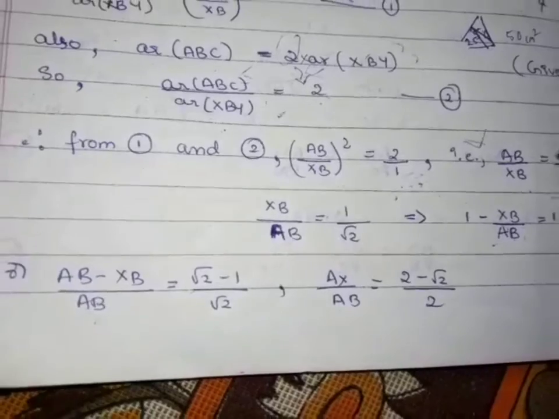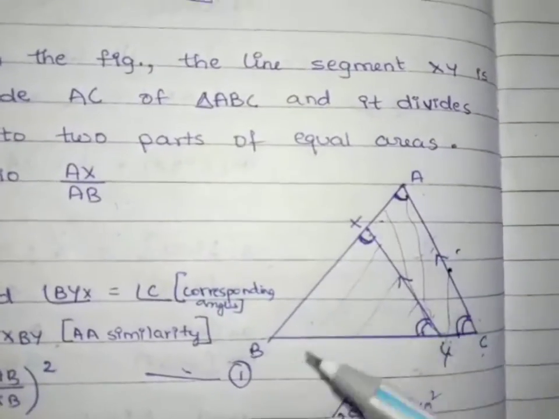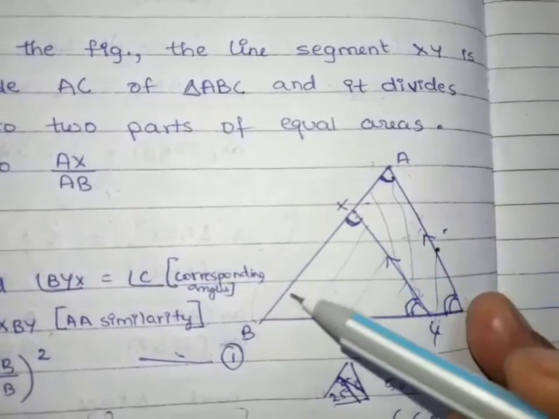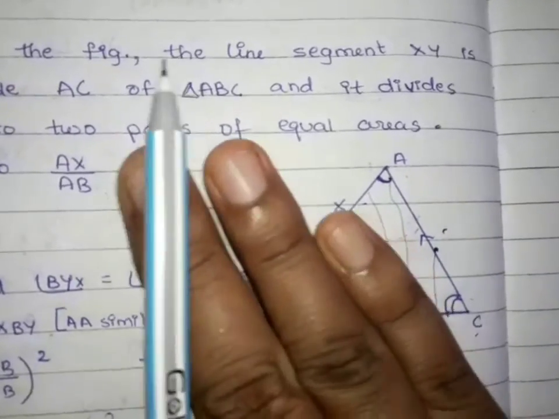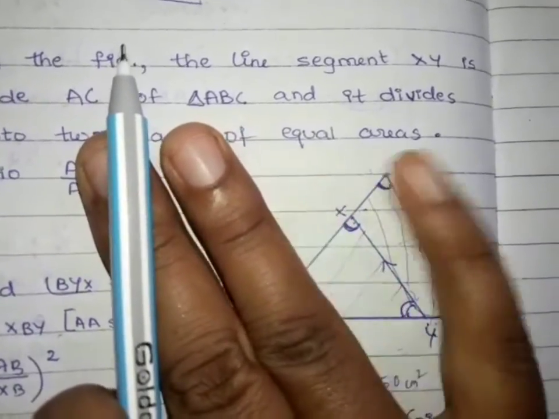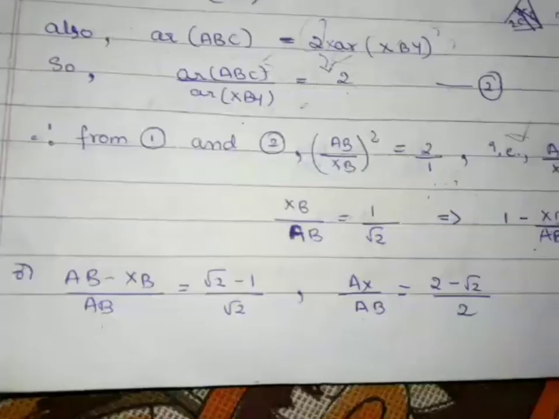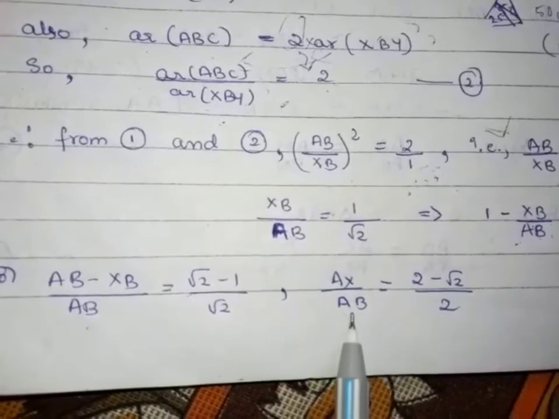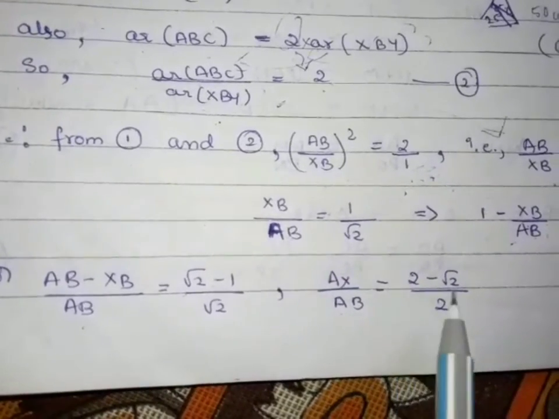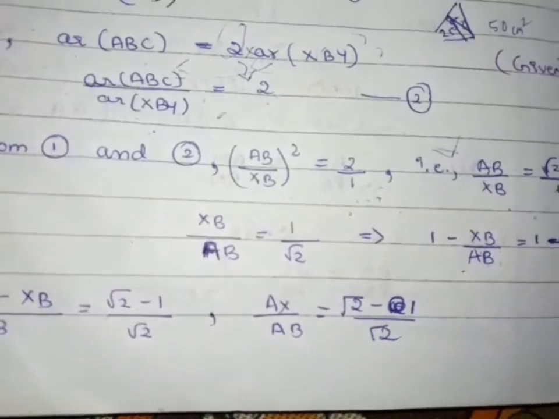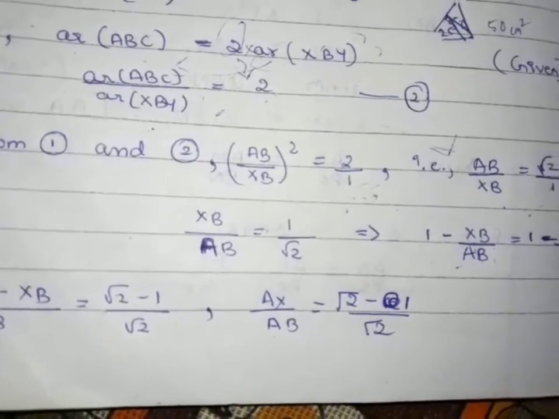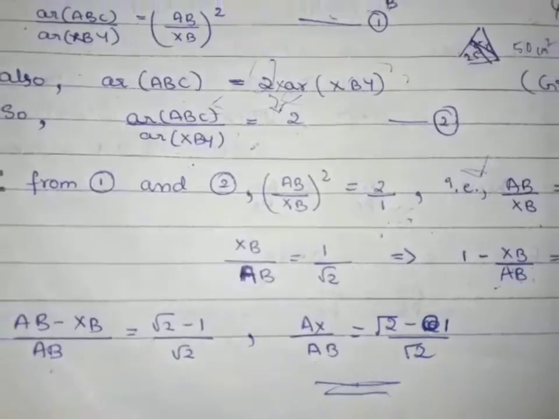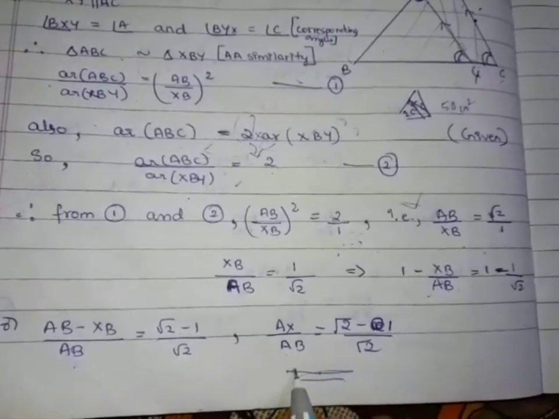Now what is AB minus XB? Look here. We have AB, and from AB we are subtracting XB. So if we subtract XB from AB, what is remaining? AX. So that will be written over here. AB minus XB is AX divided by AB, as it is equal to root 2 minus 1 divided by root 2. You can stop it here. No need to solve it further. So this is the ratio of AX by AB.